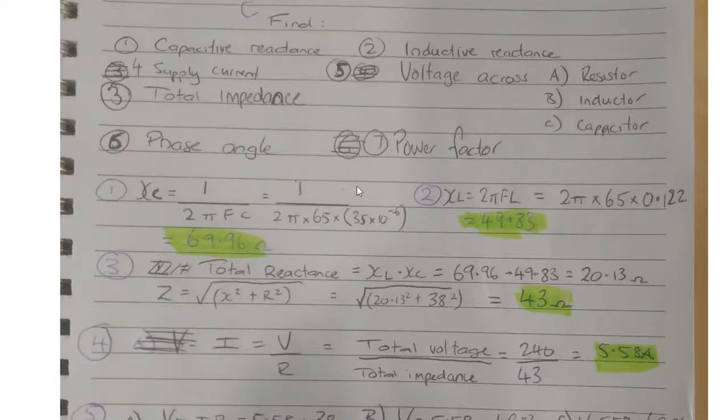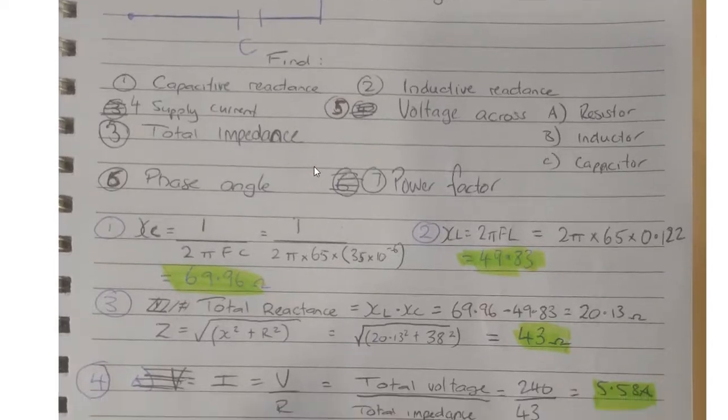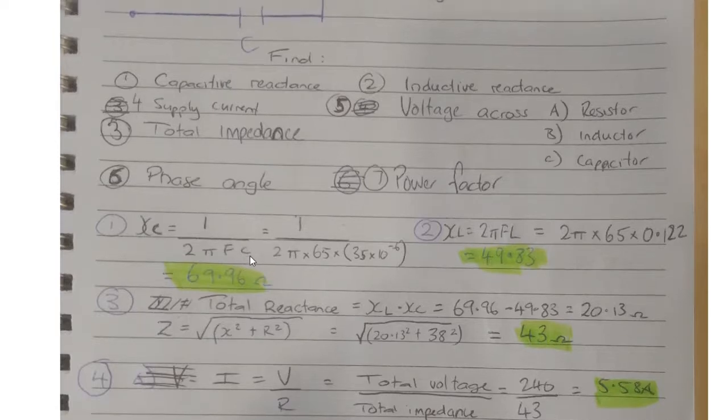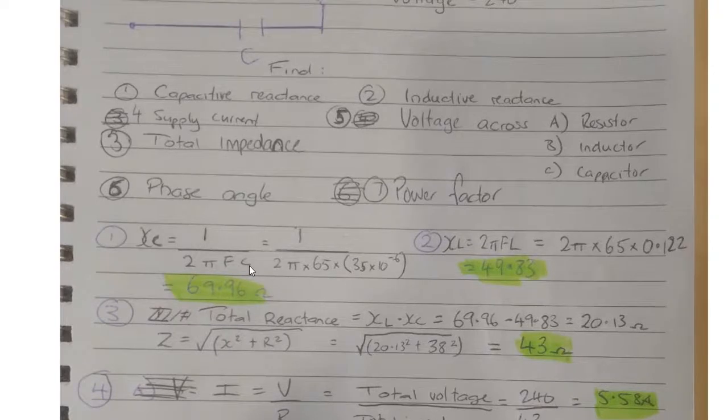So our first example here, the first question rather, capacitive reactance. I need to find capacitive reactance. What's my formula for capacitive reactance? 1 over 2 pi FC. 2 times pi times frequency times capacitance. And that gives me my capacitive reactance. So my capacitance is the value of capacitance of the capacitor. Capacitive reactance is the resistance to current flow of that capacitor.